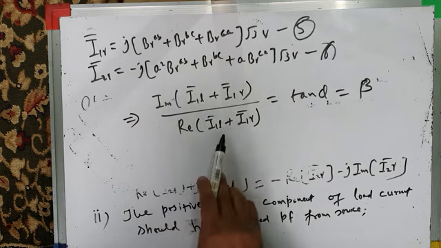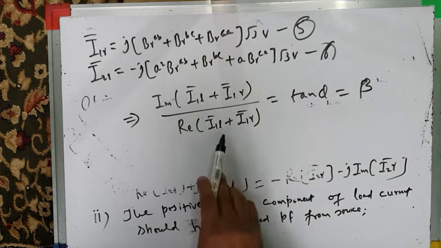And what is this I2 gamma? It's written from equation 6, is minus J times (A square B gamma AB plus B gamma BC plus A B gamma CA) into root 3 V. We already know. So that is equal to minus J times, what is A square? A square is minus 1 by 2 minus J root 3 by 2. Operator A square is equal to this, into B gamma AB minus B gamma BC plus what is operator A equal to? That is minus 1 by 2 plus J root 3 by 2 into B gamma CA in whole, multiplied by root 3 into V.